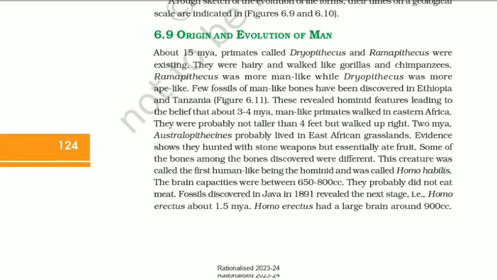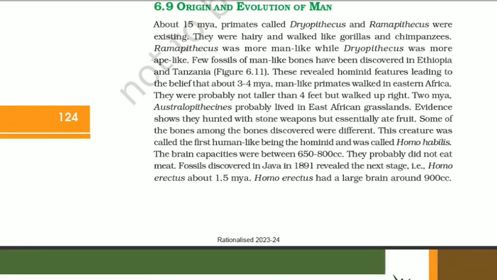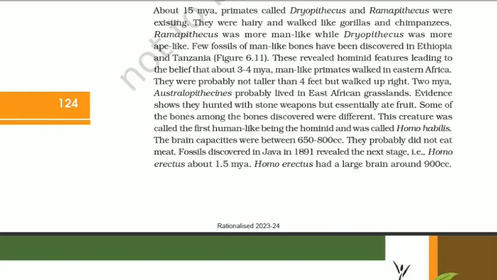6.9 Origin and evolution of man. About 15 million years ago, primates called Dryopithecus and Ramapithecus were existing. They were hairy and walked like gorillas and chimpanzees. Ramapithecus was more man like, while Dryopithecus was more ape like.